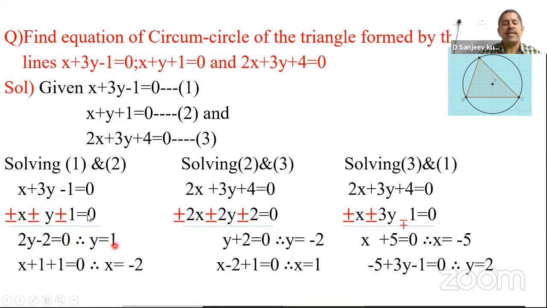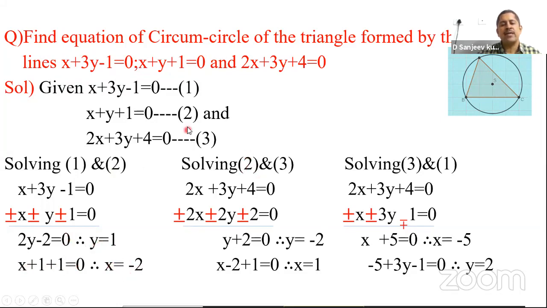So put the value of y in any of these 2 equations. So I have chosen this equation, x plus y plus 1 is equal to 0, y is equal to 1. I'm putting x plus 1 plus 1 is equal to 0. So you get x plus 2 is equal to 0. So x is equal to minus 2. So x is equal to minus 2 and y is equal to 1.